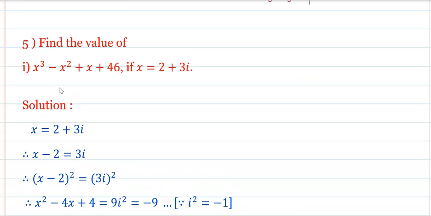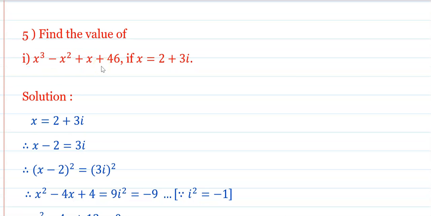Okay. Now the next, find the value of. Now the question number 5. Find the value of x cube minus x square plus x plus 45, if x is equal to 2 plus 3i. Okay. Now the solution. या पॉलिनॉमियलची आपल्याला व्हॅल्यू फाइंड आउट करायची आहे when x is equal to 2 plus 3i. पण त्याआधी आपल्याला डायरेक्ट x ची व्हॅल्यू या पॉलिनॉमियल मध्ये टाकता येणार नाही. We'll solve this expression first of all. x is equal to 2 plus 3i.